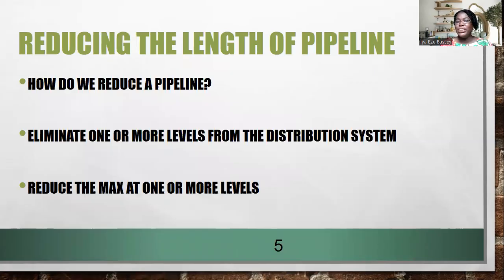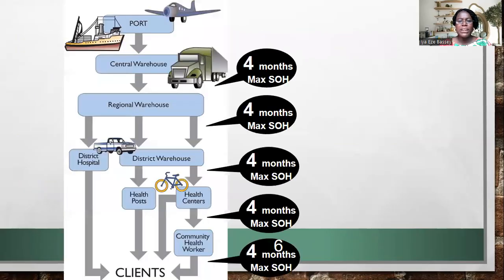So how do we reduce the length of a pipeline? You could eliminate one or more levels from the distribution system. For instance, our HIV AIDS commodity system has only 2 levels. You don't have all those long levels. So you could eliminate one or more levels from the distribution system, or you could set up policies that can help you reduce the max at one or more levels. Let's see how to do this practically.